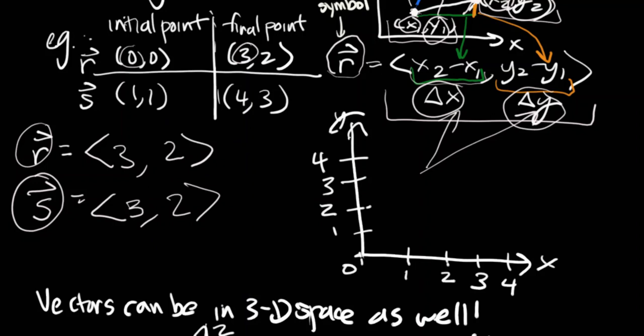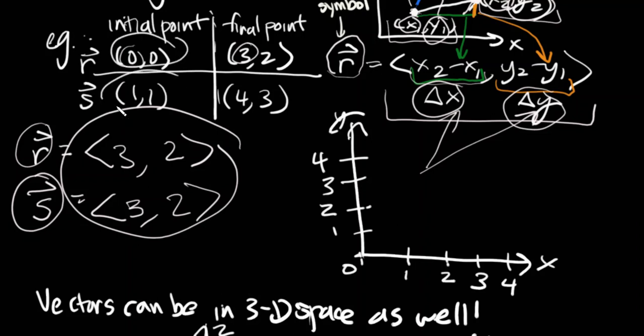And hey, what do you know? R and S, two vectors, are identical. The only thing different about them is that they start at different initial points, but otherwise, they're the same exact vector. And guess what? A vector doesn't care about where you start. It just cares about the change in x and the change in y.